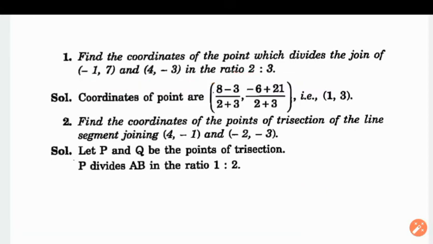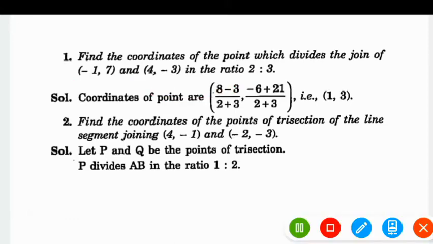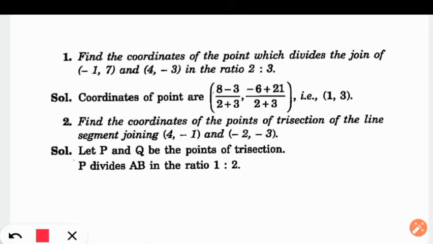m x2, here m is 2, x2 is 4, x1 is -1. So m will multiply with x2. So 2 into 4 gives you 8, plus 3 will multiply with -1, we will get -3. Divided by the sum of ratio, 3 plus 2. Then we will get the x part of P.